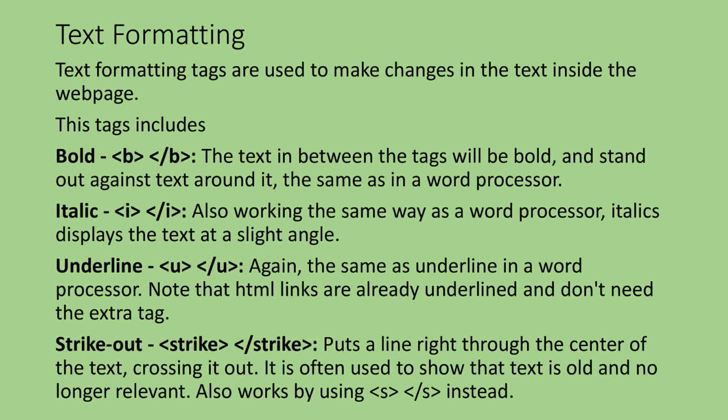The text in between the B tag will be bold and stand out against the text around it, the same as in a word processor. Next is italics. For making text italic, we need to write the text inside the I tag. Also working the same way as in a word processor, italics displays the text at a slight angle.